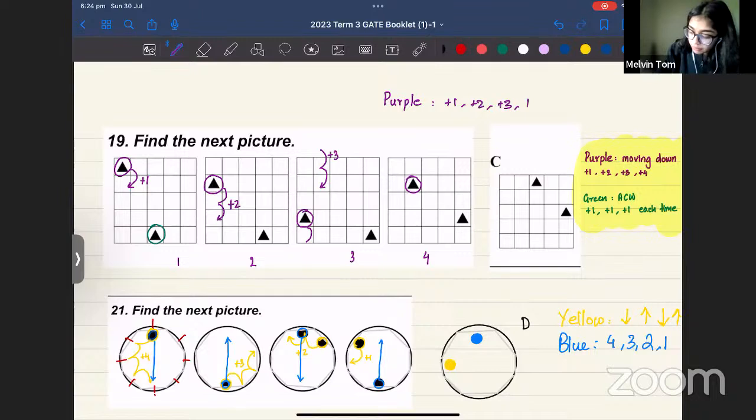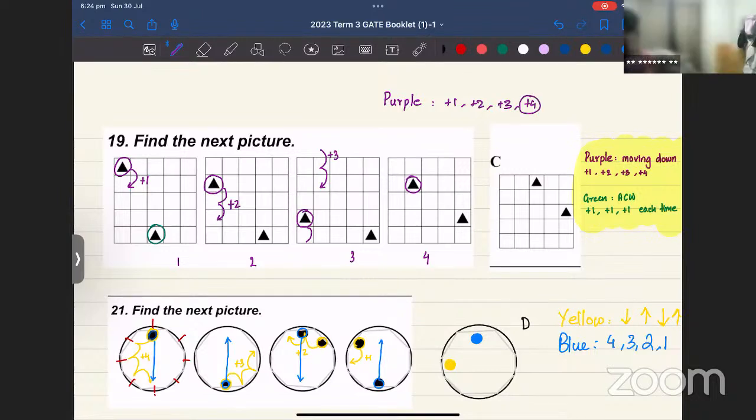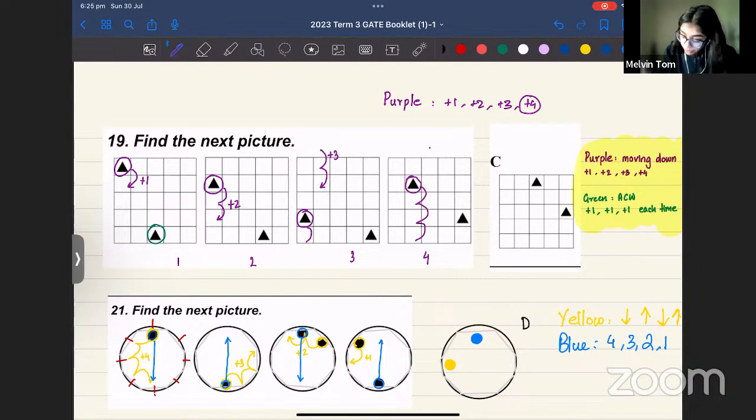So the next one will be plus 4. That's 1, 2, 3. And then the fourth one will start again from the top. That's why your answer is C. Your purple triangle is right there.